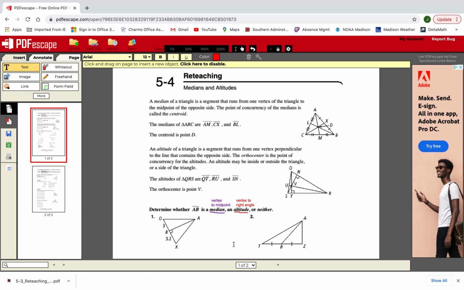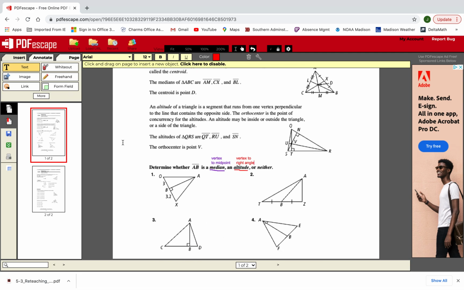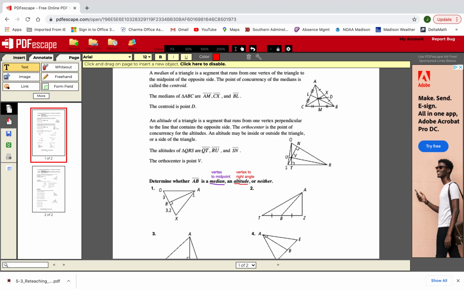All right. So let's look and see what we have here. On number 1, we see we have a segment AB coming from A, and it meets at a right angle. So vertex to right angle here is going to be an altitude. Okay? So noticing here that on number 2, we have a segment AB coming from a vertex to a midpoint. We know B is the midpoint because it cuts TZ into two equal pieces, which we know by those little slashes. So we know the segment AB here on number 2 is a median.